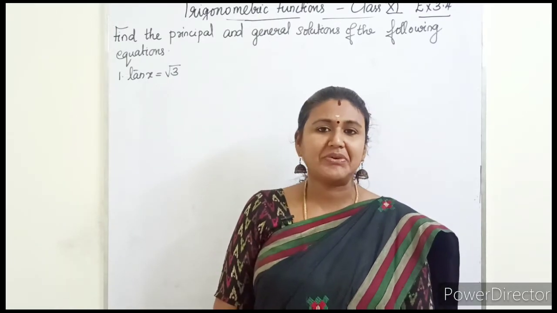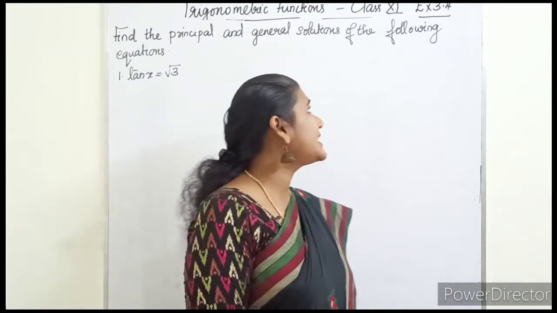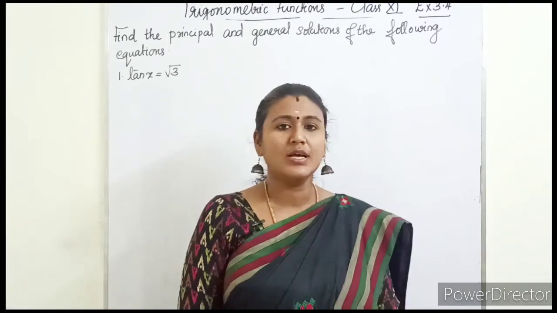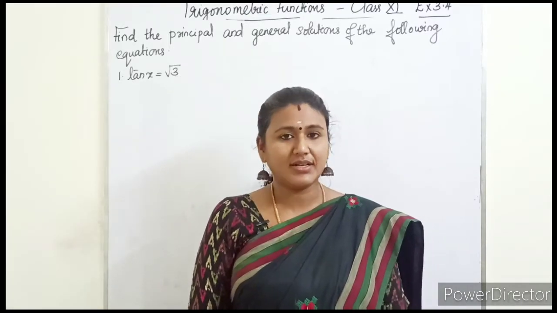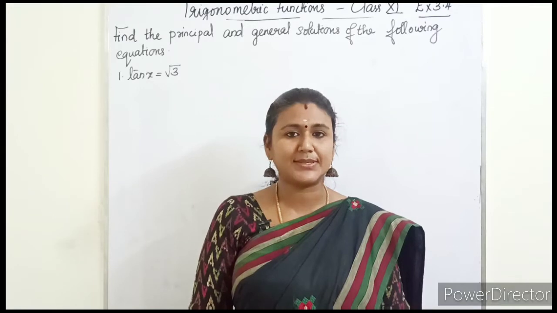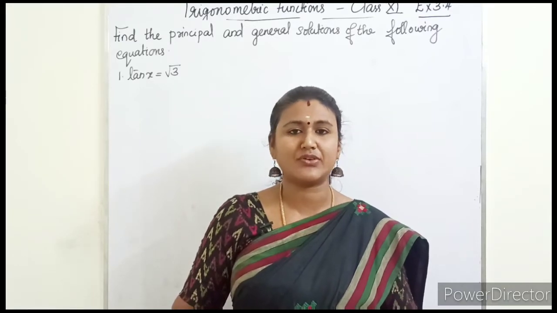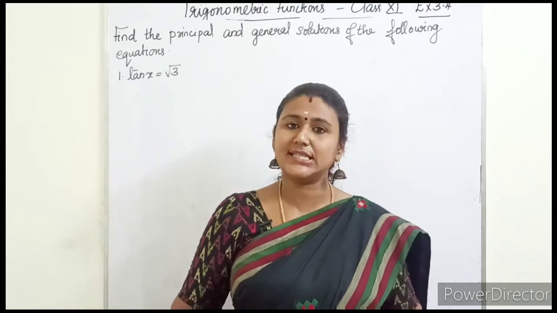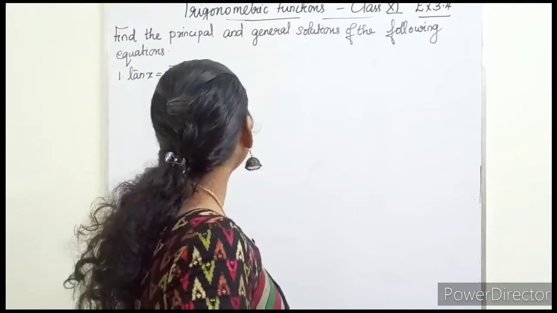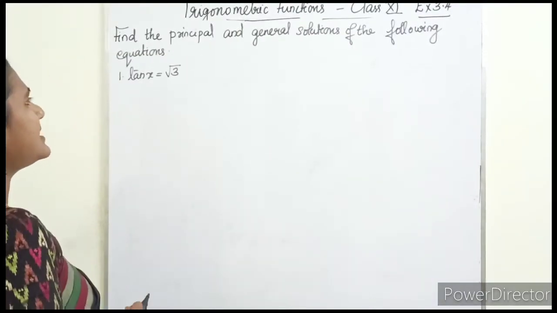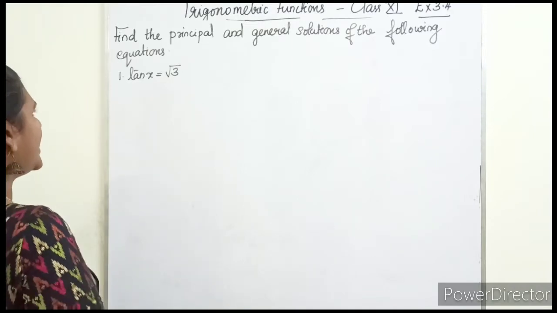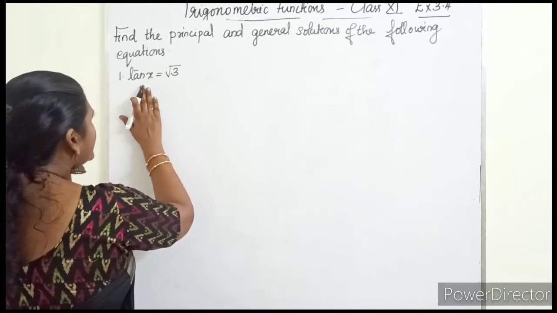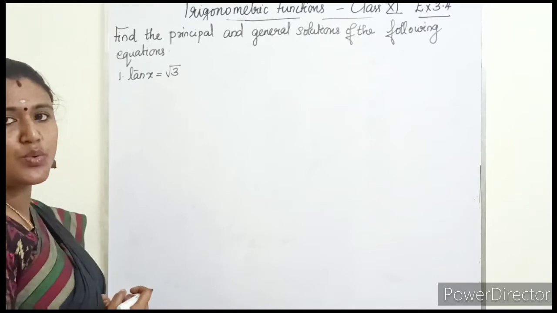In today's class, we will continue with the chapter Trigonometric Functions of class 11. In the previous video, we learned how to find the principal solution and general solution of a trigonometric equation. Now we are going to do exercise 3.4. The first question: find the principal and the general solution of the following equation. The first question is tan x is equal to root 3.